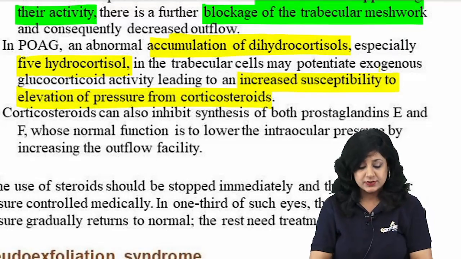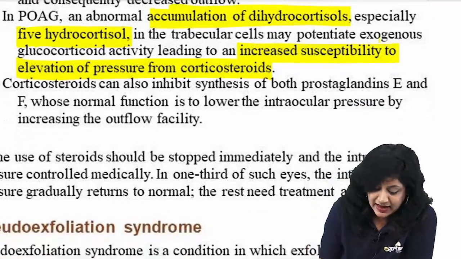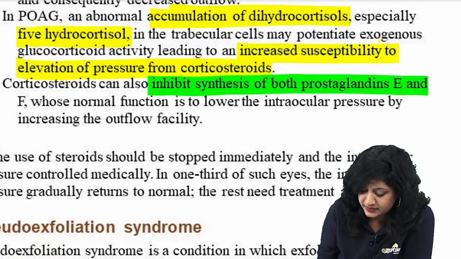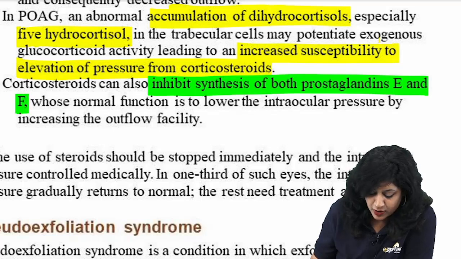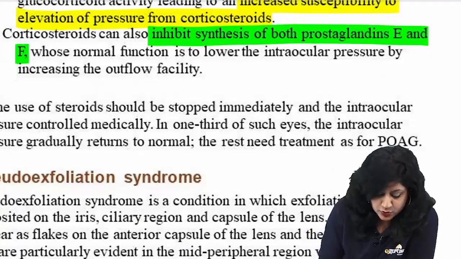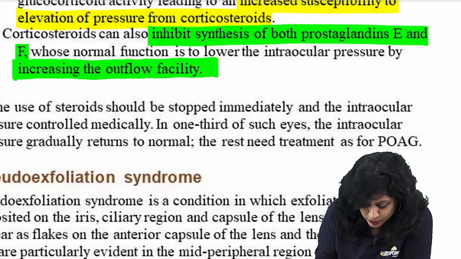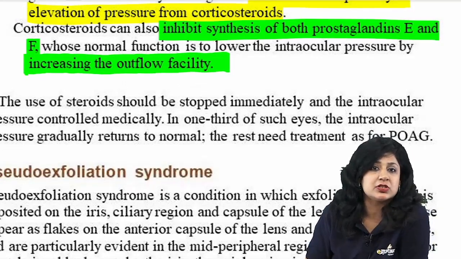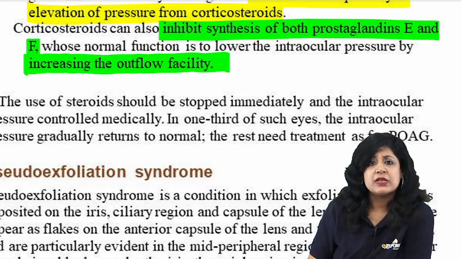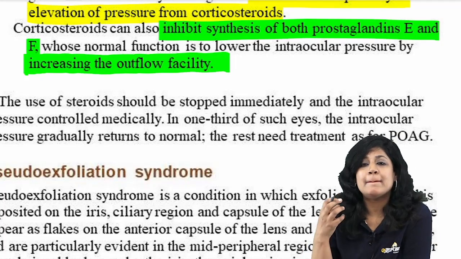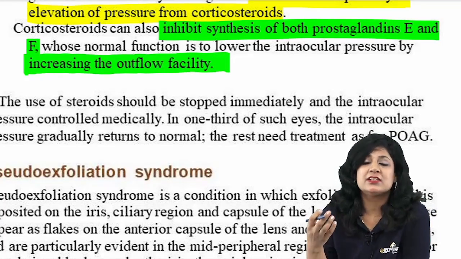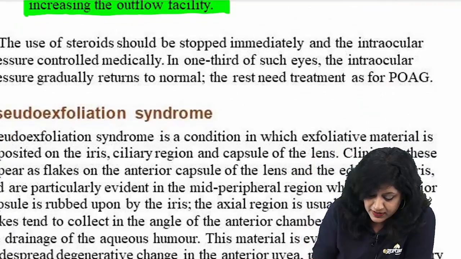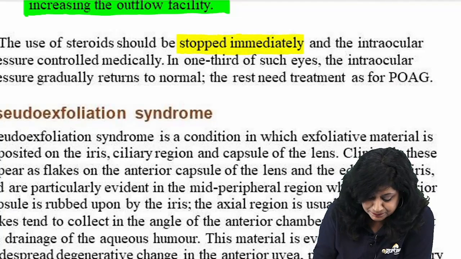the corticosteroids. And then they say, and I think this is again an important thing, that the steroids also inhibit the synthesis of prostaglandin E and F, whose normal function is actually to decrease the intraocular pressure by increasing the outflow facility. So, they are also decreasing the synthesis of prostaglandin E and F. There are so many theories, but I think the nutshell of all these theories is that it is causing secondary open angle glaucoma. The use of steroids should be stopped immediately.